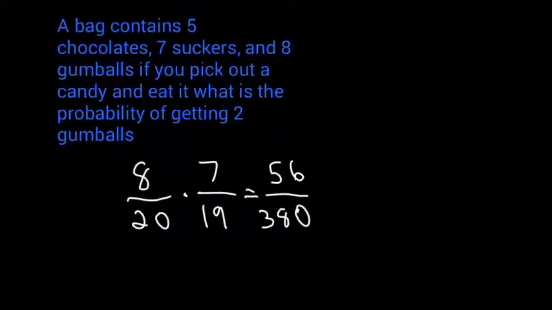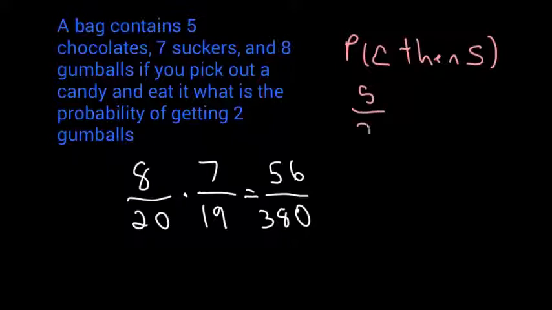Alright, we're going to do one more probability with this. So what's the probability of getting a chocolate then a sucker? So chocolate, there's 5 out of 20, times suckers. There's still 7 suckers in the bag, but if we take one chocolate out and eat it, there's only 19 things left in the bag. So now I have 5 times 7, which is 35, and 20 times 19, which I've already done, which is 380.